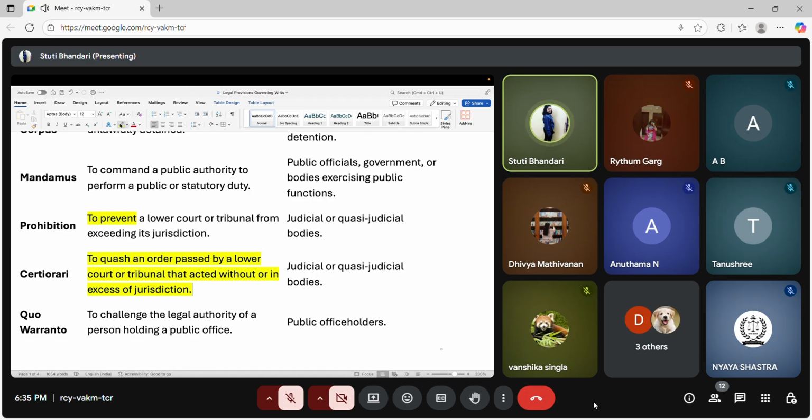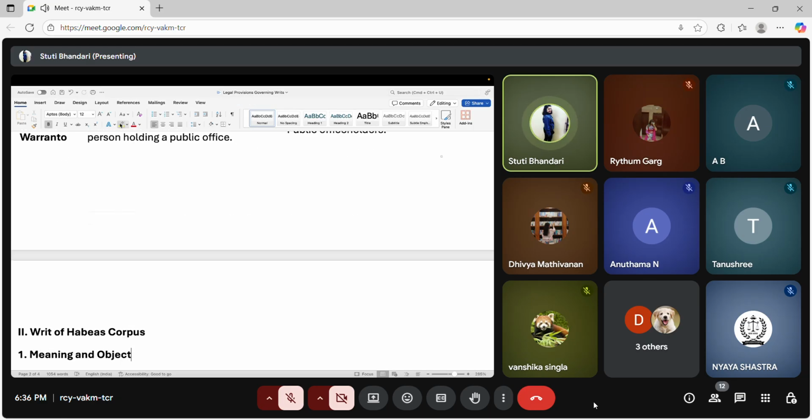Now coming to quo warranto, it is by what authority? So again, this is filed against public office holders. So it is filed to challenge if someone is holding any office without any authority. So it is quo warranto. Now coming to the next part, the draft.